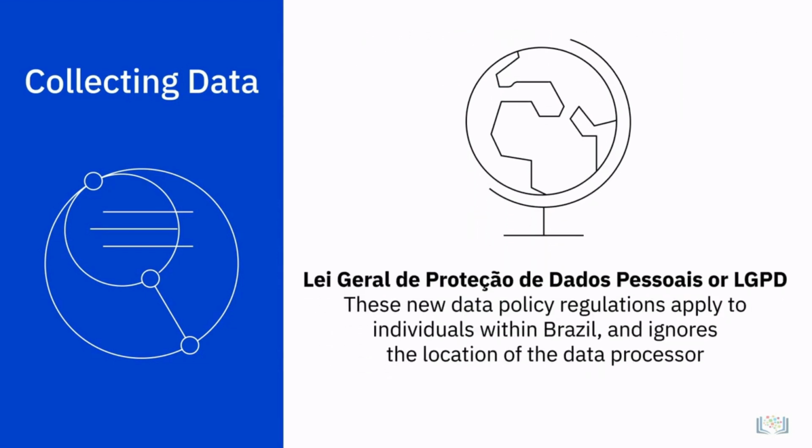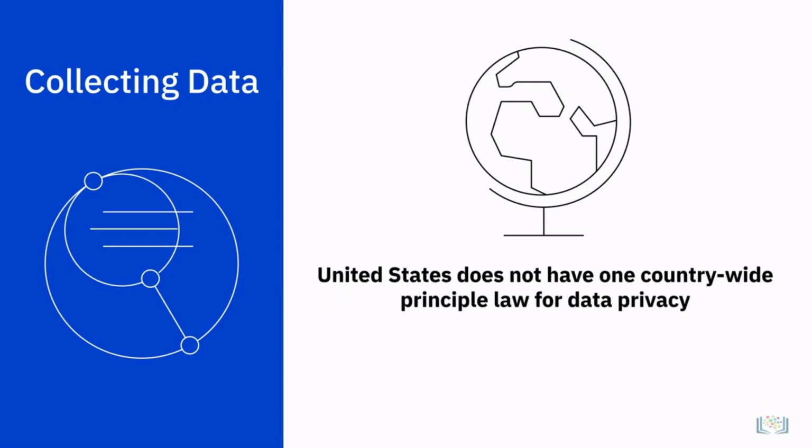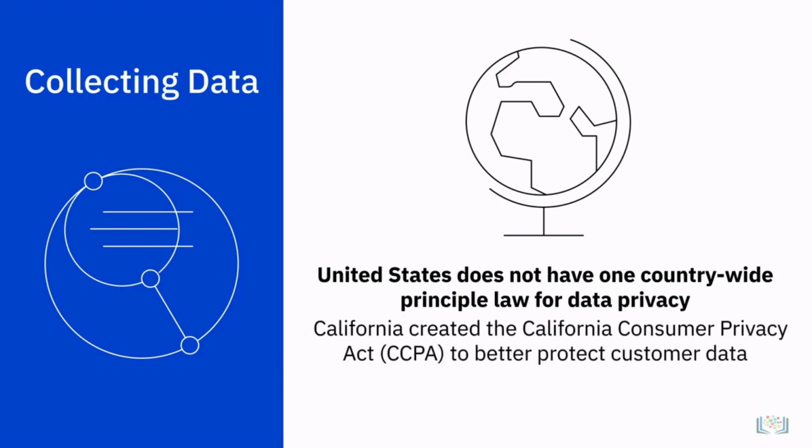A new law created in Brazil, called the LGPD, will take effect in August 2020. These new data policy regulations apply to individuals within Brazil and ignore the location of the data processor. While the United States does not have one country-wide principal law for data privacy, because of this, individual states began to make their own regulations. For instance, California created the California Consumer Privacy Act, or CCPA, to better protect customer data.